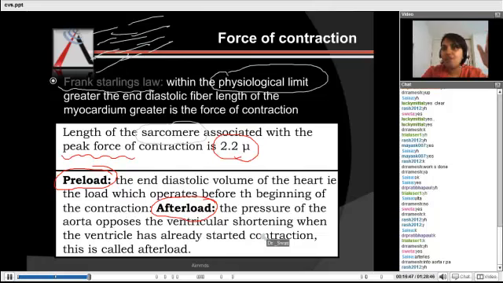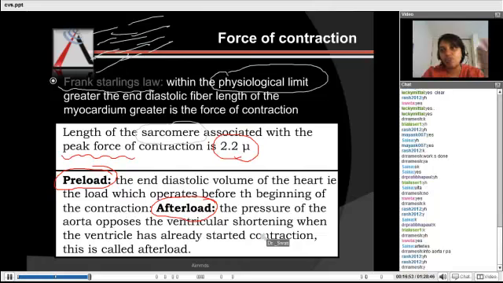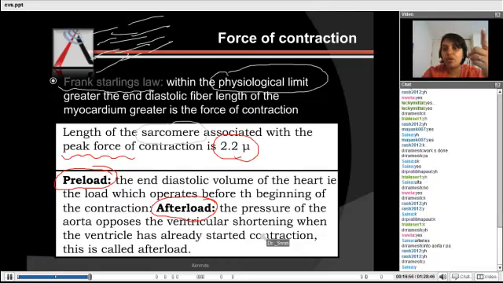The aorta is not empty, is it? It never gets empty, right? So when the ventricle is pumping the blood out, there is already some blood in the aorta or in the pulmonary circulation, and that already existing blood acts as a load. Load means a barrier, a resistance to the blood.